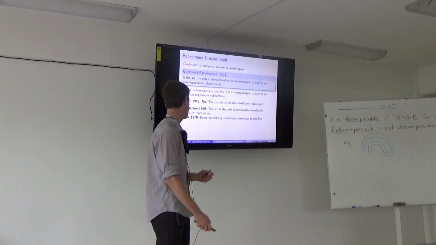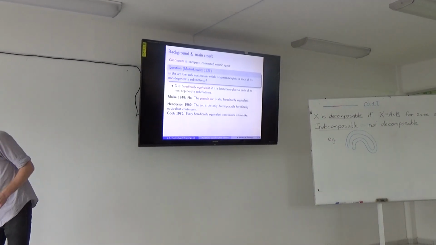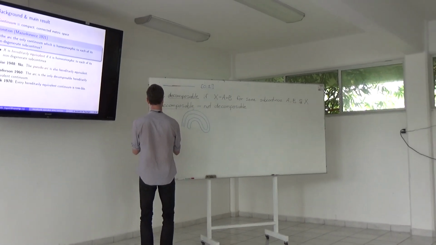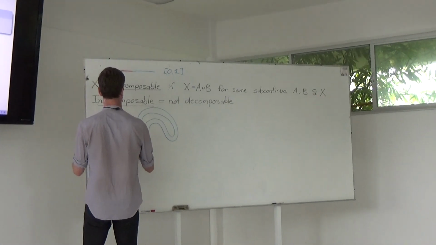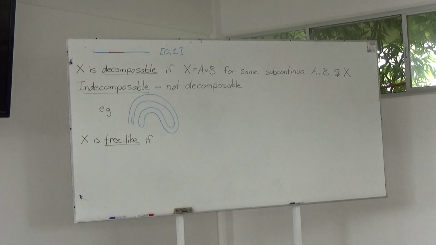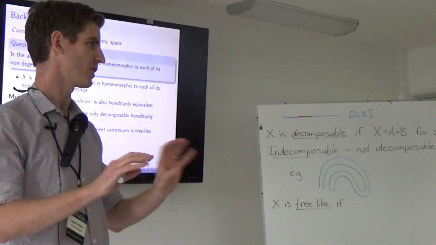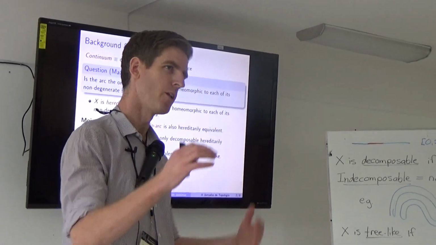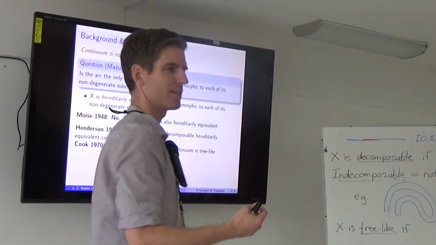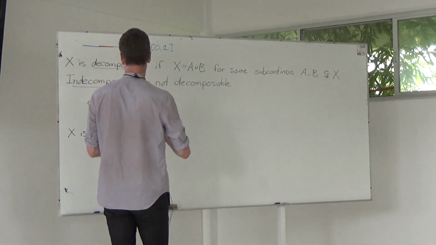And Cook, a little bit later, proved that every hereditarily equivalent continuum is tree-like. So again, let me write this definition. X is tree-like. Basically what this means is that if you were to look at this continuum X, X might be relatively complicated or have a complex local structure, but if you look at it from a distance and don't look too closely at it, what you will see is indistinguishable from a tree, just a finite graph with no cycles.